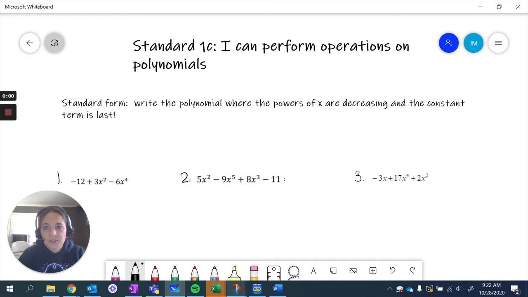We are going to begin doing standard 1C. I can perform operations on polynomials, so we're going to add, subtract, multiply, and divide these guys. So first we need to know what standard form of a polynomial is, okay?